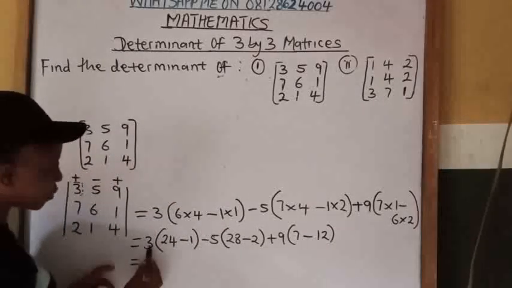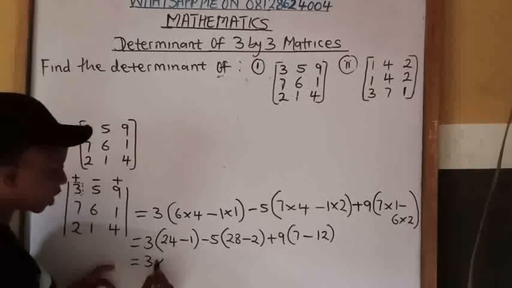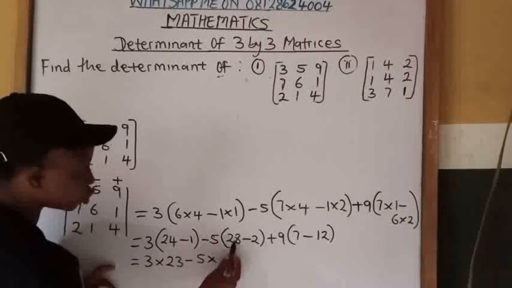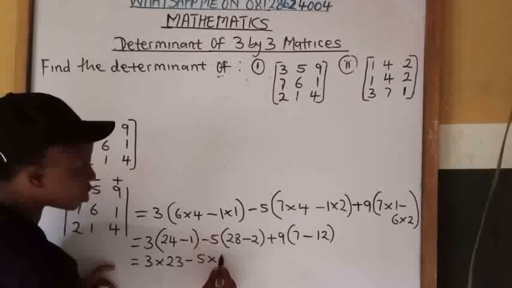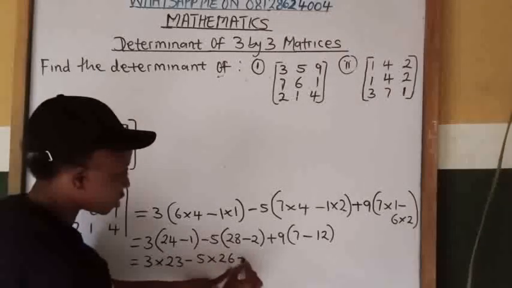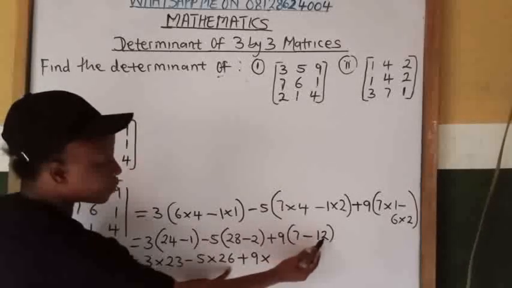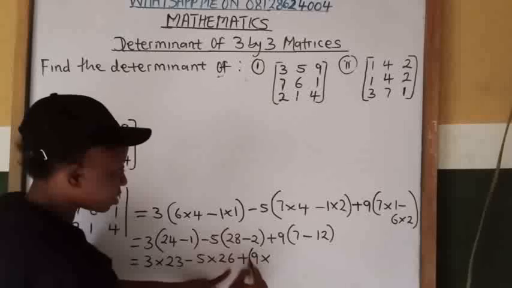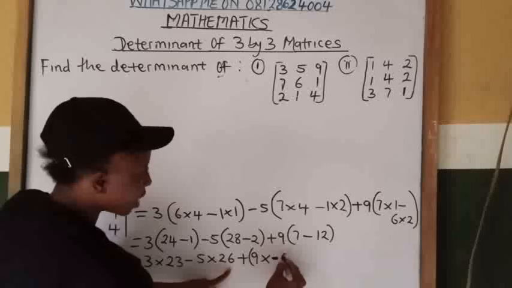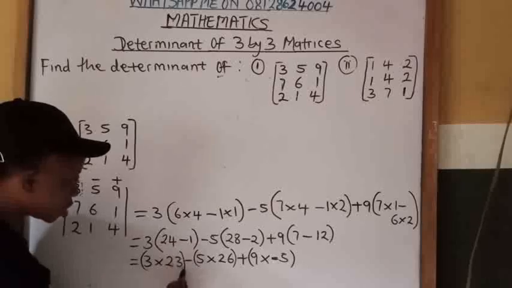So here we are going to have 3 into bracket, 24 minus 1 will give us 23. That will be 3 times 23. Then minus 5 times 28 minus 2 will give us 26. Then plus 9 times 7 minus 12. Let's bring this one in bracket. 7 minus 12 will give us minus 5. So this one and this one are together.